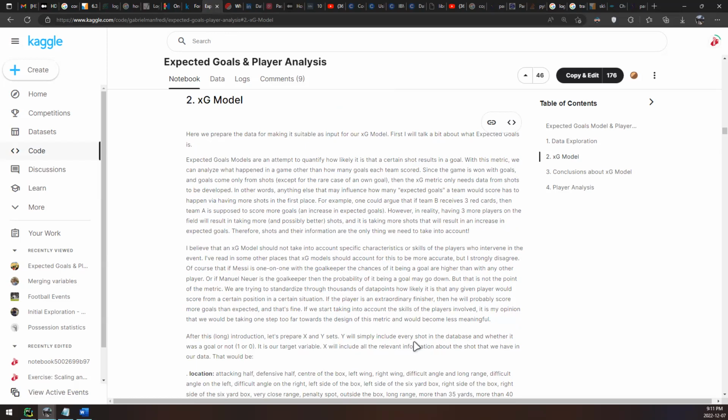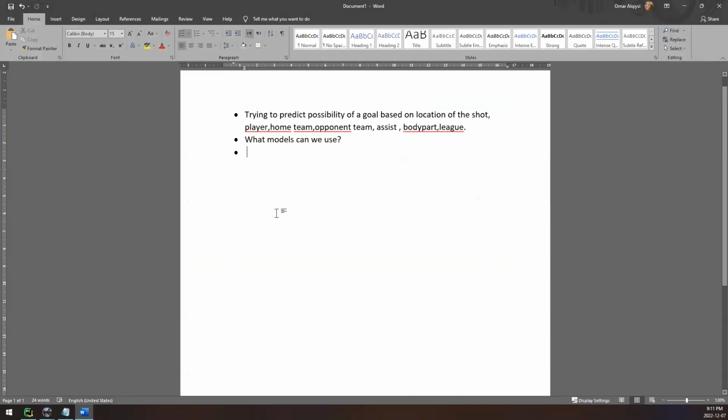So I think you can use all those inputs. Omar, you are looking at the possibility of a goal happening due to the position, or such features? Yes, exactly. This is what we have to do, and the target is the goal. We already have the target column, which is the goal column, being a 0 or 1 column.